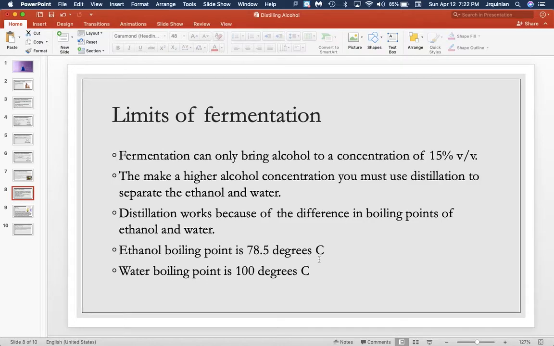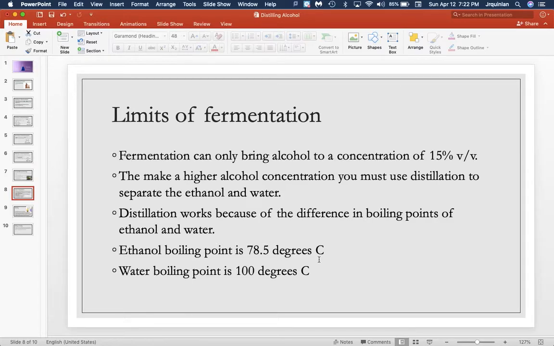Now, fermentation does have some limits. It can only bring alcohol to a concentration of about 15% volume to volume. So to make higher alcohol concentration, which once again is important not only if you want to get drunk quicker, but if you want to create any of these industrial uses, you need to use distillation. Distillation works because of the difference in boiling points between ethanol and water. Ethanol's boiling point is significantly less than water's boiling point.